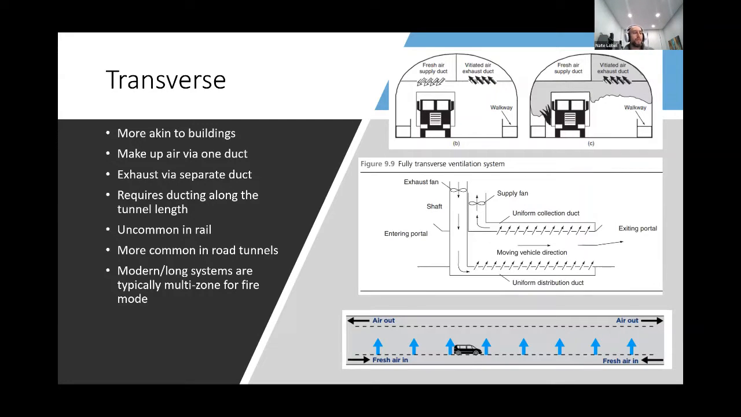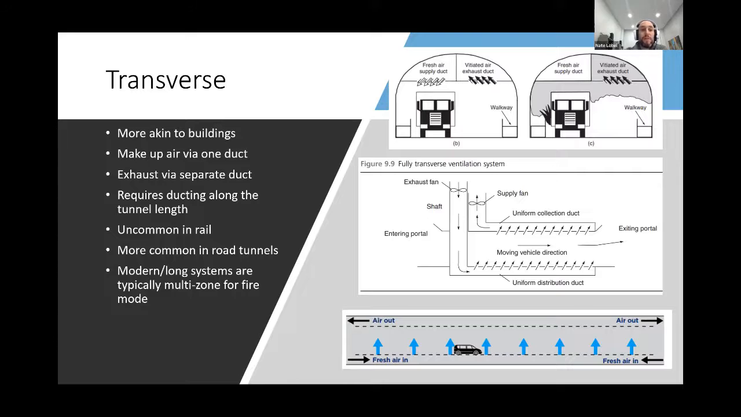When we're talking about tunnel vent, obviously it's not one size fits all, and there are natural systems as well, but I'm going to talk about 3 most common systems. The first being what we call a transverse system. This is most like what you'd think of in a building. You have 2 ducts typically that run the entire length of a tunnel, and one provides air and one exhausts air.